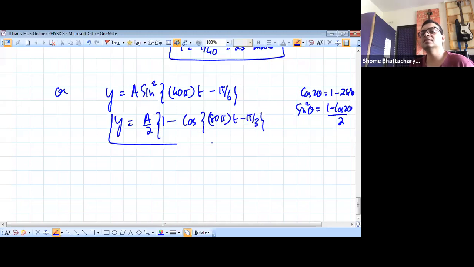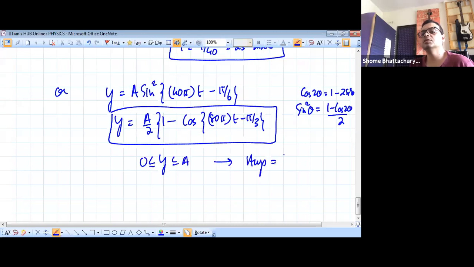So you can also understand this in this way. You can see y is varying between 0 and A. So amplitude is becoming A by 2. And now you can see that omega, which is 2 pi upon time period, for the standard cos function, which you can convert to sine function, is 80 pi. So again, you can see that time period is 1 by 40. So that's another way to interpret this. You can always convert the sine square using the cos double angle formula.